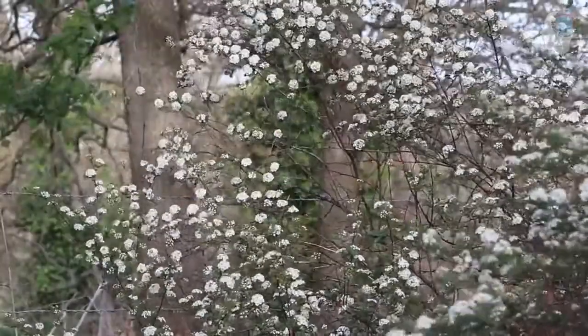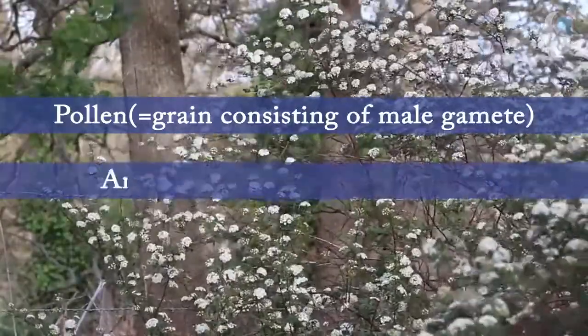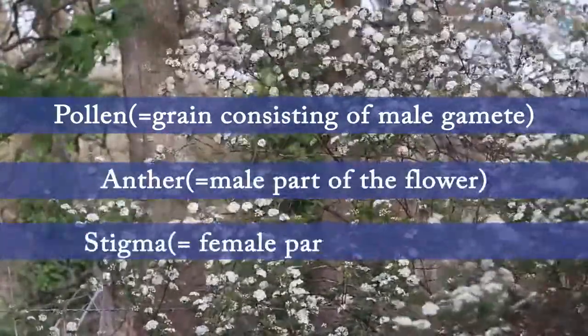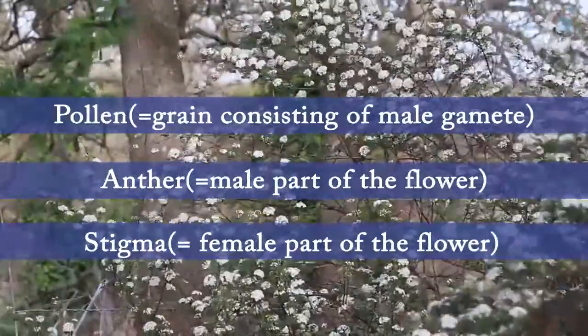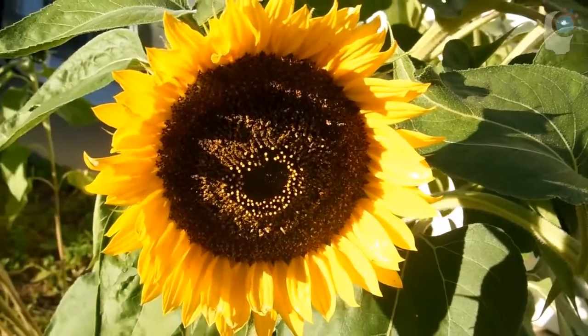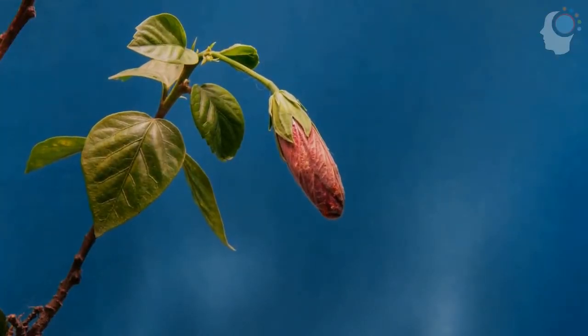The process of transferring the pollen grain, consisting of the male gamete, from the anther, the male part of the flower, to the stigma, the female part of the flower, is known as pollination. Most plants have either anther or stigma; very few flowers have both. Plants having both anther and stigma can pollinate themselves.